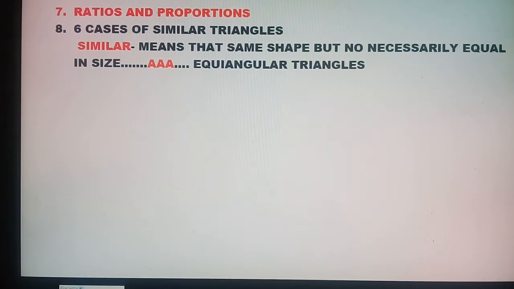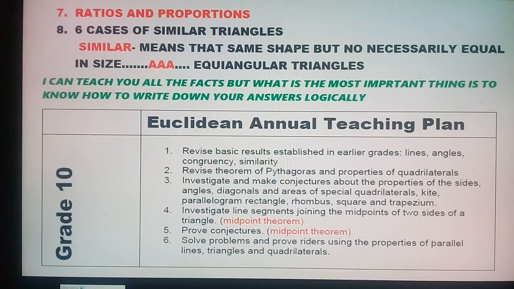You know the important facts on Euclidean geometry. Then we're going to discuss this important fact. Okay, in grade 10 now, what you have to know in grade 10 specifically. Okay, first of all, read the green one now. They say a quote there, a quote from Moses. Moses used to say, I can teach you all the facts, but the most important thing is to know how to write down your answers logically.